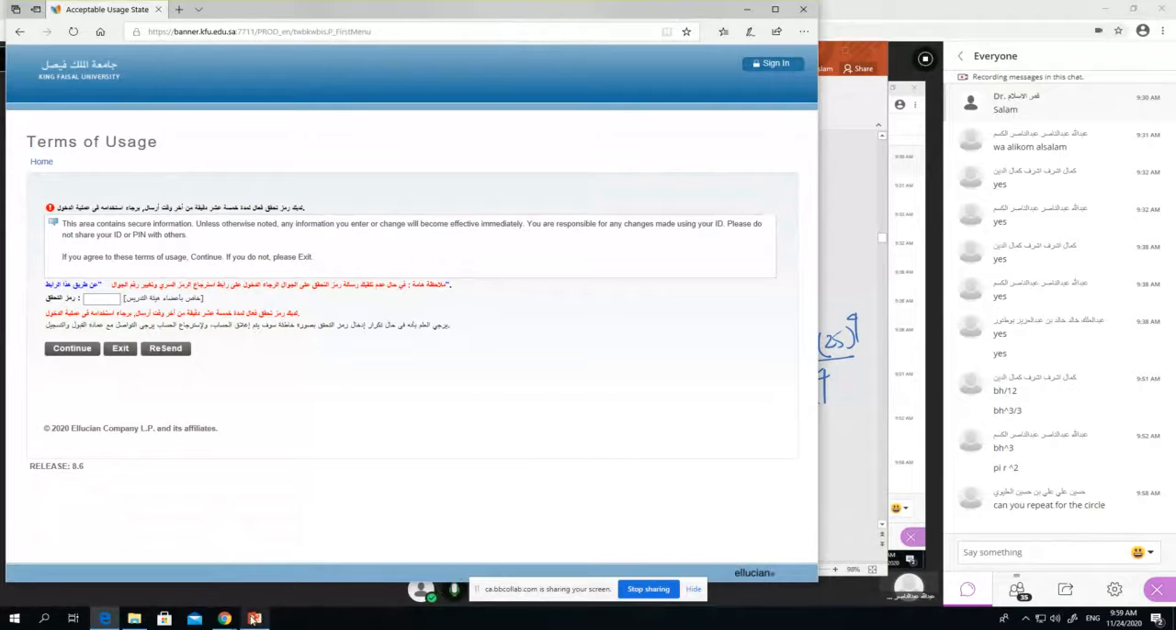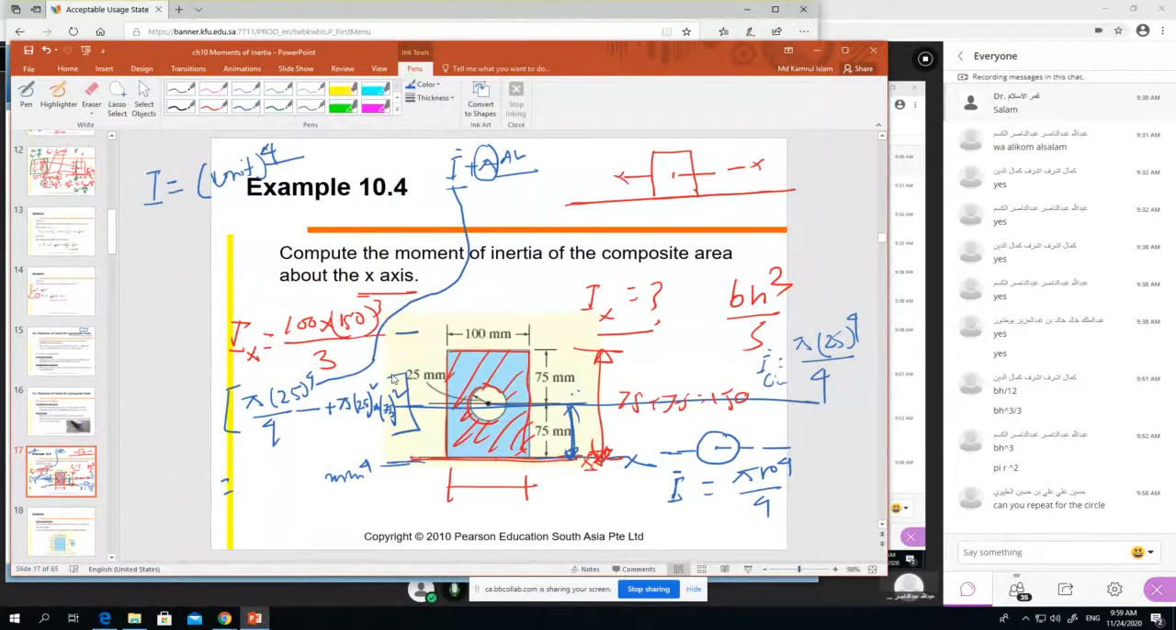Can you repeat the circle? Yes, I can repeat the circle, but you do the calculation, please, and tell me the result.